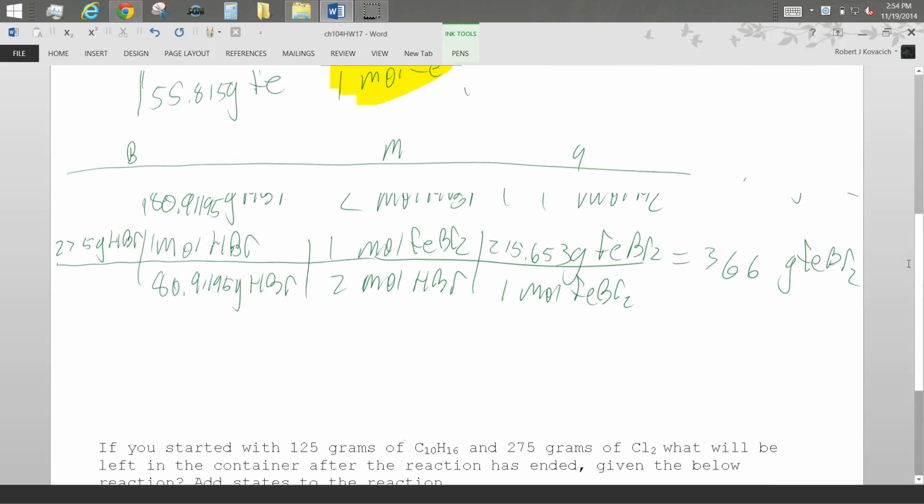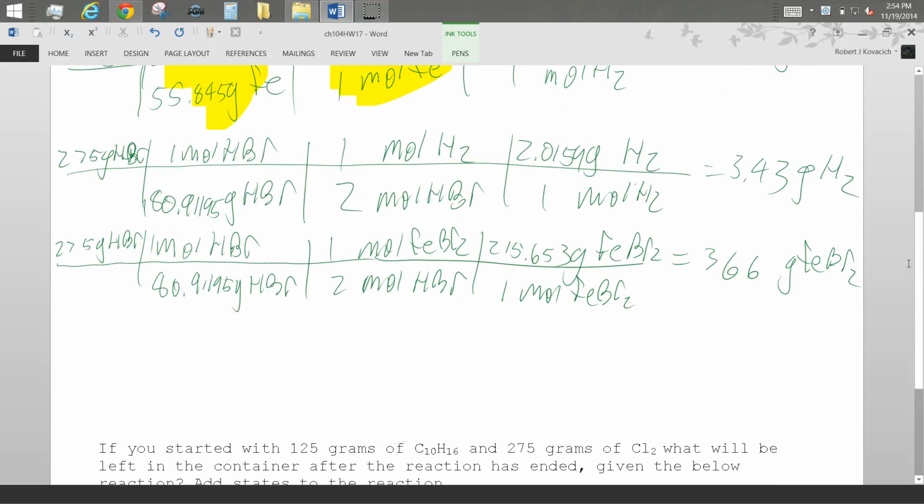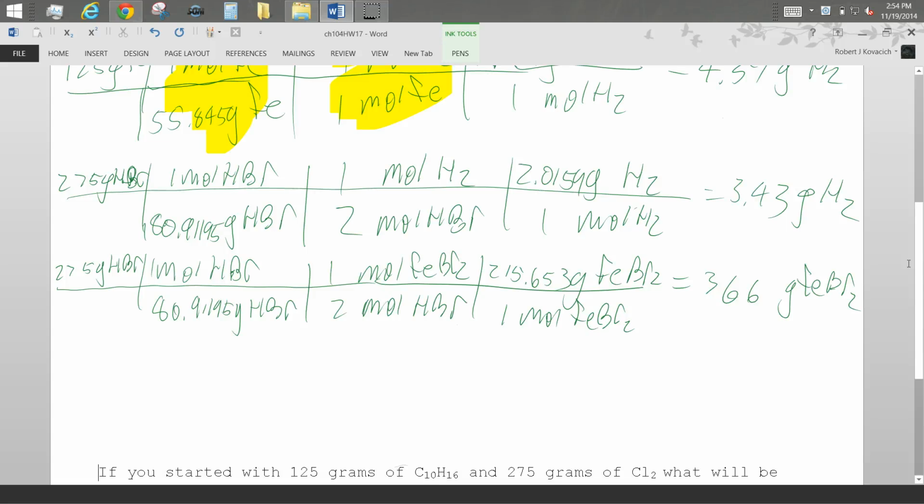All right, so some stuff to consider here. I know 3 things now, right? I know how much hydrogen I'm making. I know how much iron 2 bromide I'm making. I know the fact that I have no more leftover hydrobromic acid, but I have some leftover iron. So there's 2 things we could do to figure this out. We could either do another railroad track, another calculation, starting with my HBr, and then calculate how much iron I would need, and then subtract that number off of the amount I started with.